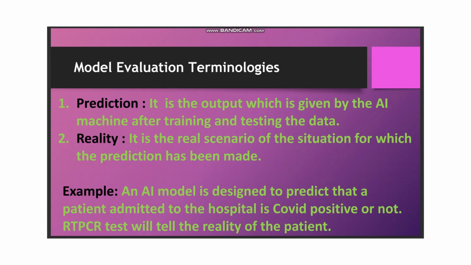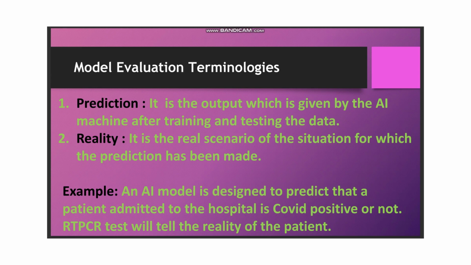Now coming to the next topic, that is model evaluation terminologies. Students, there are two main terminologies: prediction and reality. The whole chapter is based on these two things. One is prediction, another one is reality. As the name suggests, prediction means the output given by the AI machine, the output given by the AI model. That is prediction. And what is reality? Reality means the real scenario. What is the actual situation?